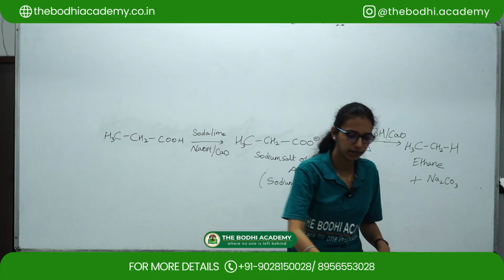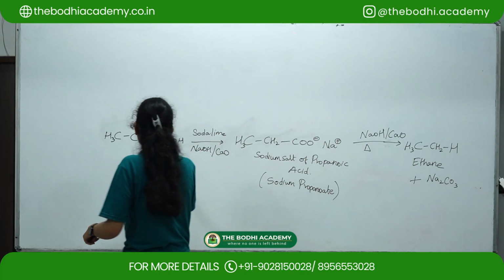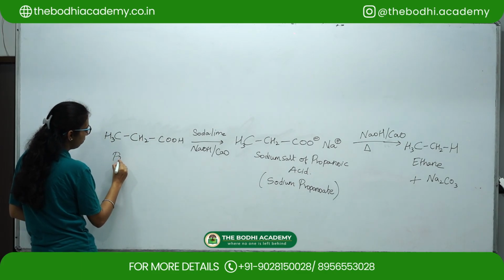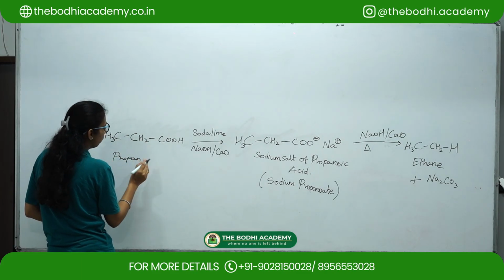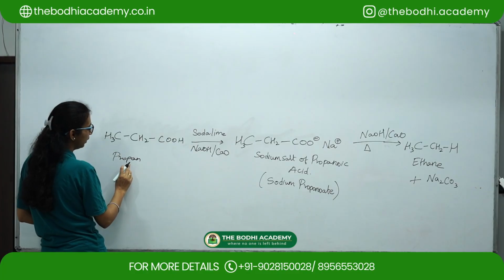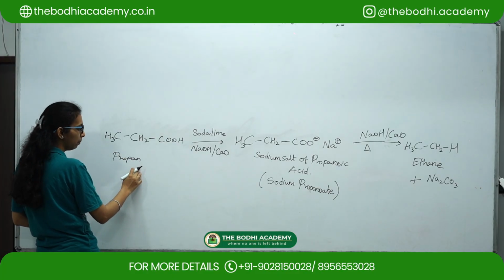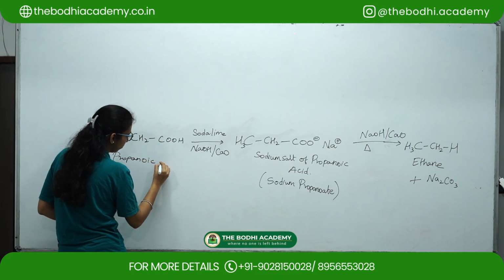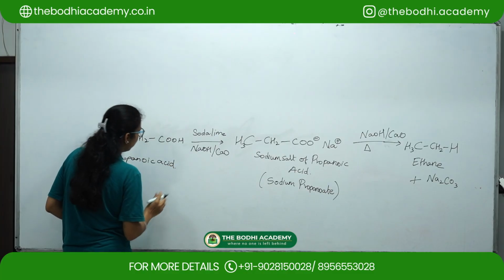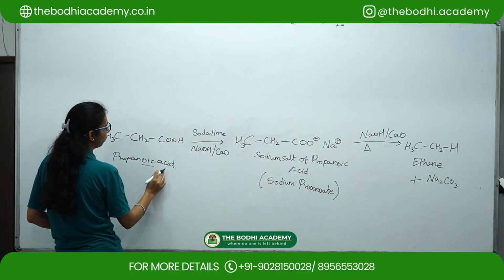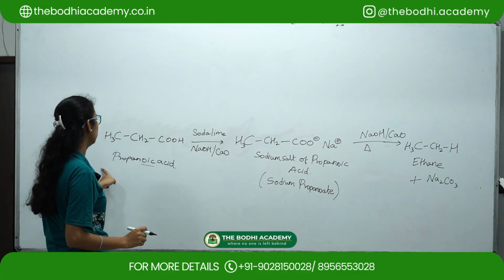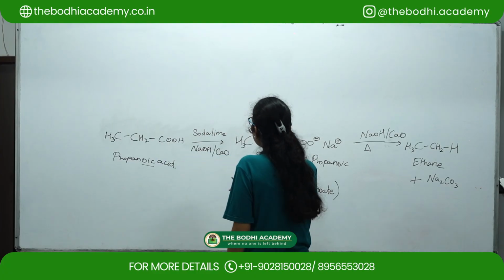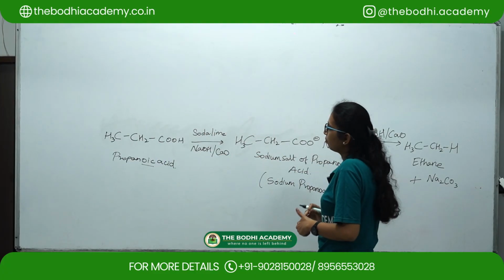Why is it called propanoic acid? Because there are 3 carbons. Prop means 3 carbons. So propane means there are single bonds between the carbon atoms. So it is propane and oic acid. The oic acid suffix is for the acid functional group. So this is called propanoic acid. So first let's prepare the sodium salt of propanoic acid, right?